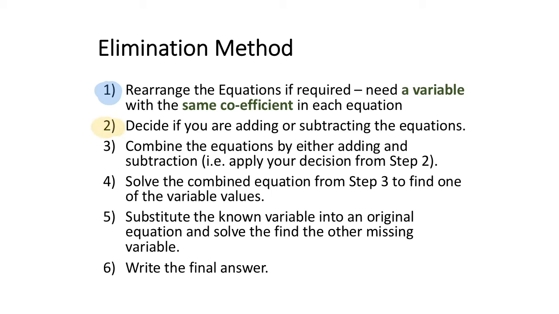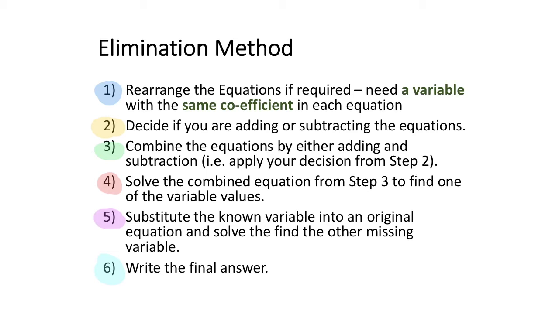The next step is to decide if we're going to add or subtract the equations together to combine them. The third step is to combine the equations together by either adding or subtracting, depending on what we decided in step 2. The next step is to solve the combined equation we formed in step 3, which gives us the value of one of our variables. Step 5 is to substitute that known value into one of the original equations to find the value of the second variable. Once we have the value of both variables, the final step is to write the answer. So that is a summary of the steps required to complete the elimination method.